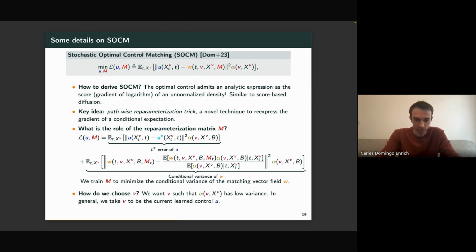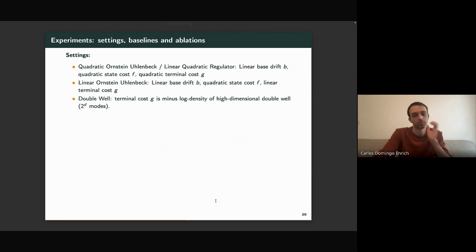Another question that you may have is, okay, how do you choose this arbitrary vector field V? Again, when you have an importance weight, you want to set it such that it has low variance. And it turns out that if we were at the optimal control, so if we were to set V equals U star, then the gradients of alpha would be 0. But then we don't have access to U star because that's what we want to find. So in general, we take V to be the current learned control U. And that seems to work well enough in some cases.